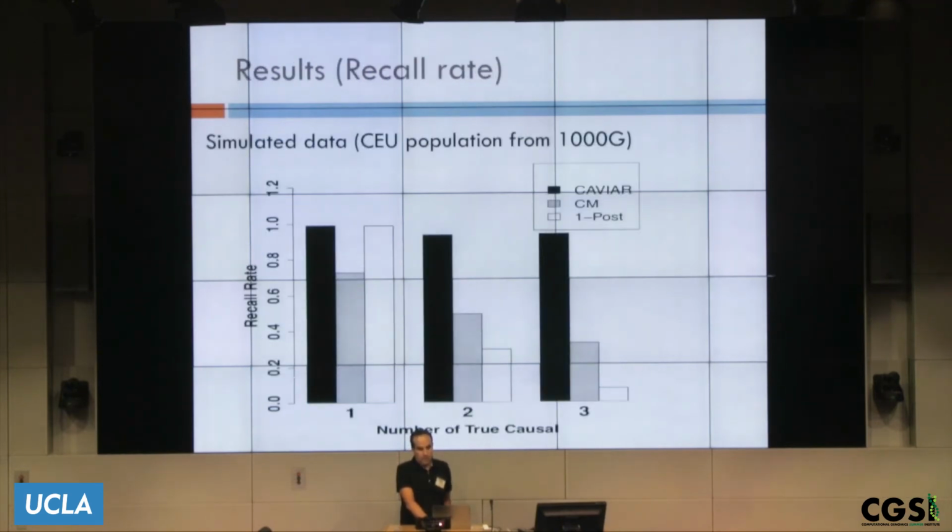Just to give you a sense of how it works, if you look at simulated data, what's the recall rate? The recall rate is how often you find the association inside your set. You can see that CM is a conditional method, and the conditional method really falls apart, particularly when you have more than one causal SNP. But our method works well.